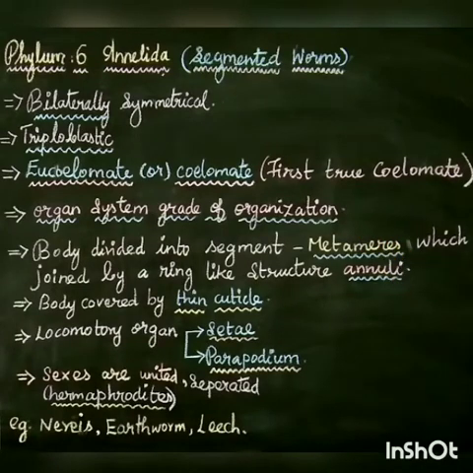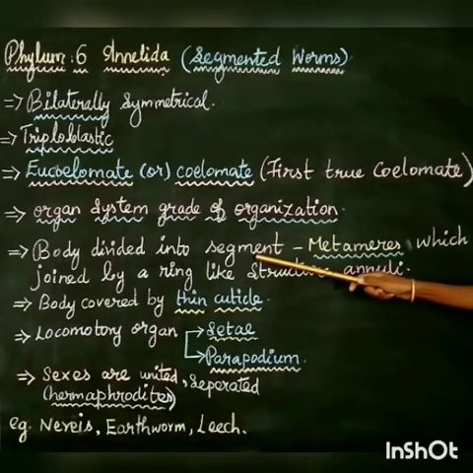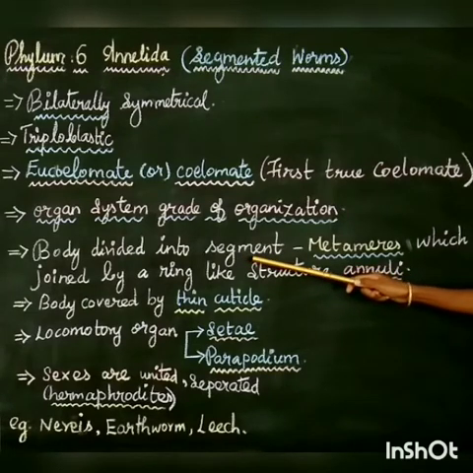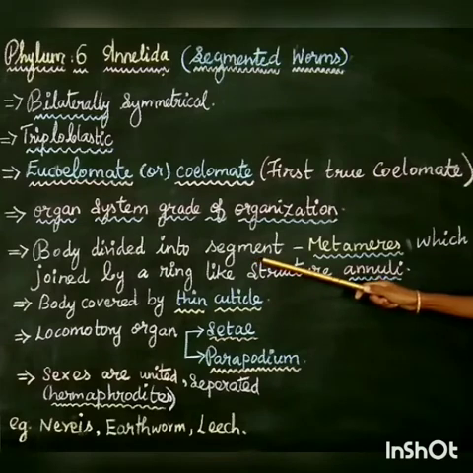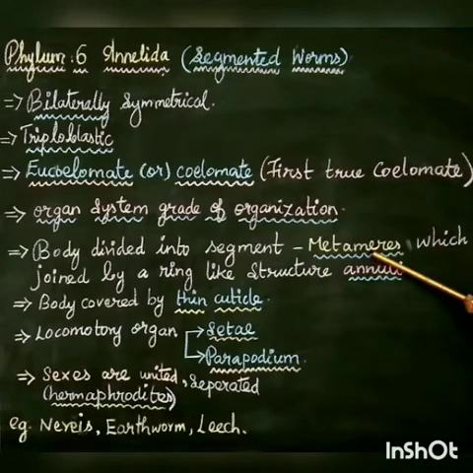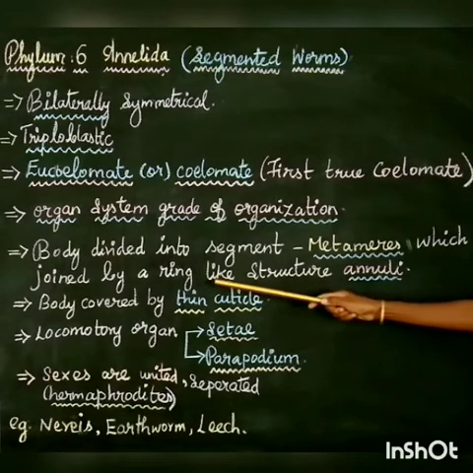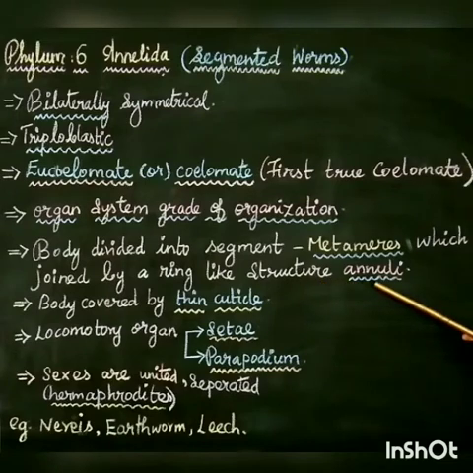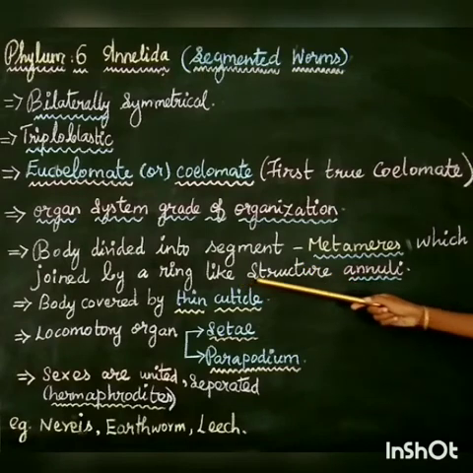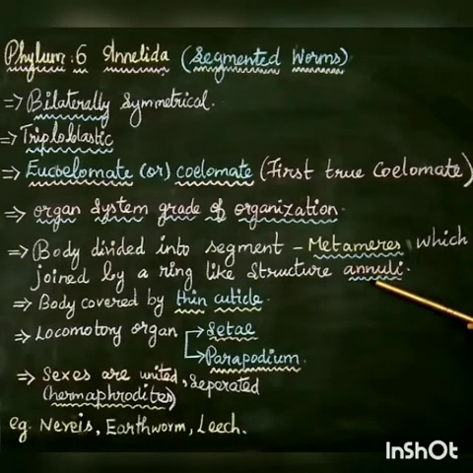Okay, then coming to the body. What about the body? Here the body is divided into some segments, also called compartments. Each segment of the body we call a metamere. Each and every metamere is joined by a ring-like structure that is called annuli. Clear? That is the body.